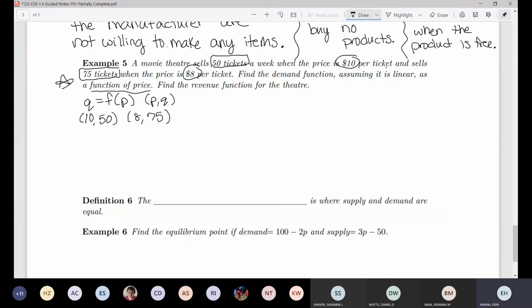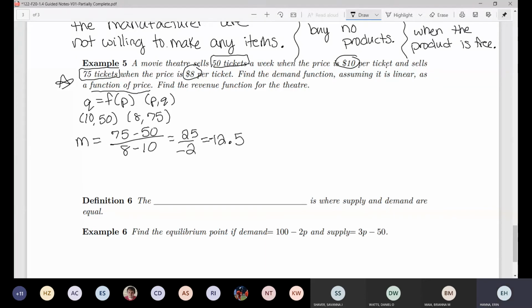And now we're told to assume it's linear, so now we want to find a linear equation. Well, we have 2 points, and we know how to find the equation of a line using 2 points. What's the first thing we always need? Slope! Thanks. So the first thing we need is our slope. I always put the larger y value first, so 75 minus 50. So then the 8 must go first. So 25 over -2. So negative 12.5, thank you.